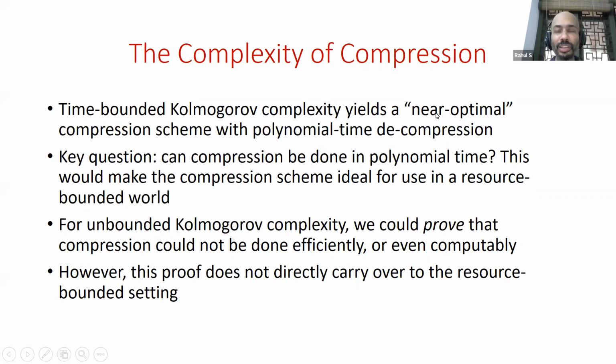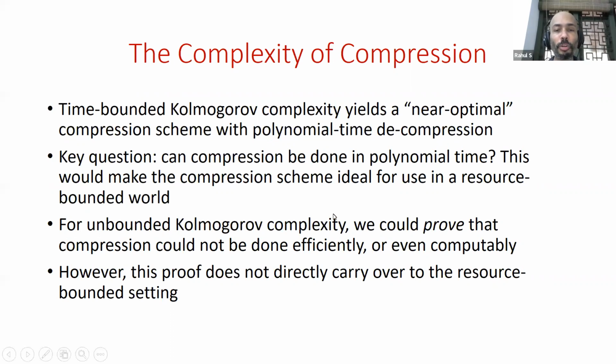So time-bounded complexity yields a nearly optimal compression scheme with polynomial time decompression. Nice properties. But can compression be done in polynomial time? This will make the compression scheme ideal for use in a resource-bounded world, such as the one we live in, where we want to do things efficiently.